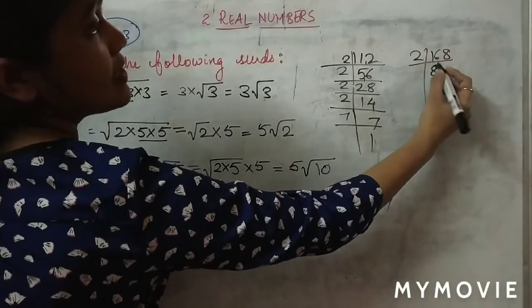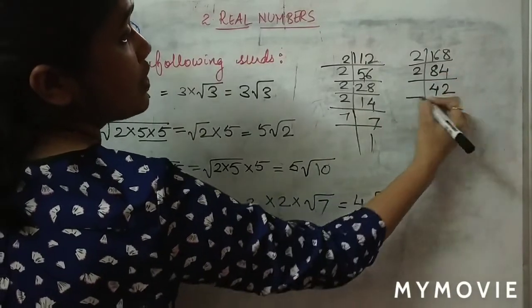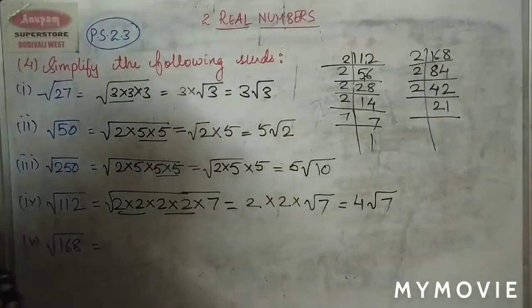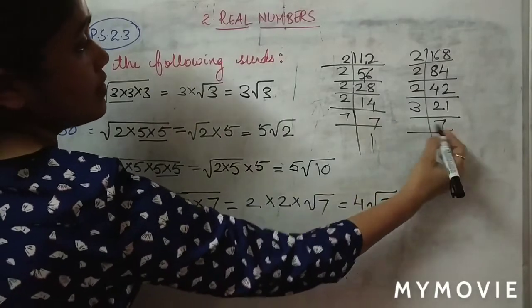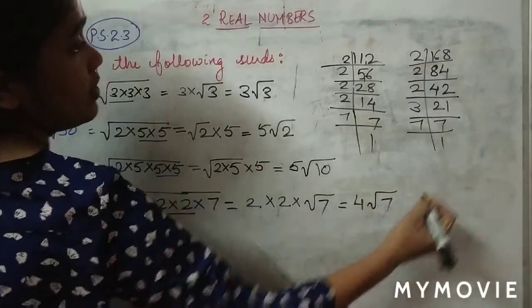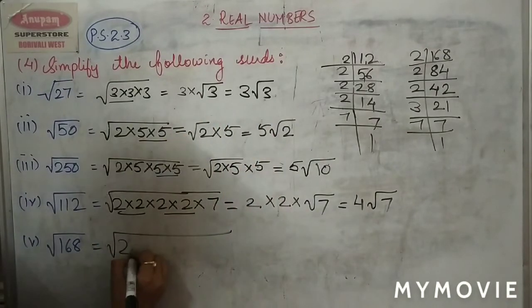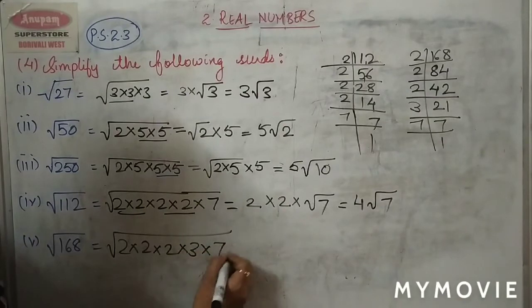2 8s are 16, 2 4s are 8. 2 4s are 8, 2 2s are 4. 2 2s are 4, 2 1s are 2. Now 21 is not divisible by 2, so we'll divide it by 3. 3 7s are 21, 7 1s are 7. So we'll copy those numbers here. 3 2s, so 1 2, 1 3 and 1 7.